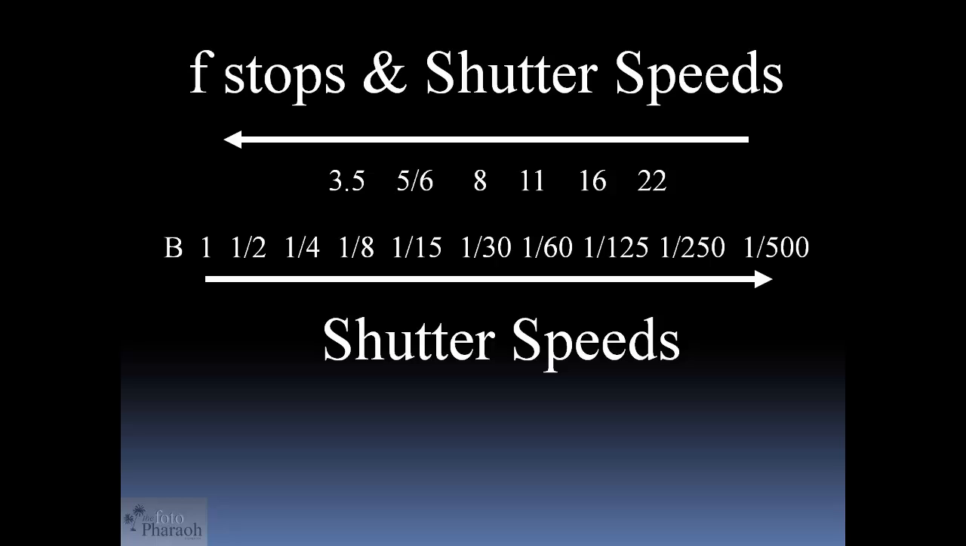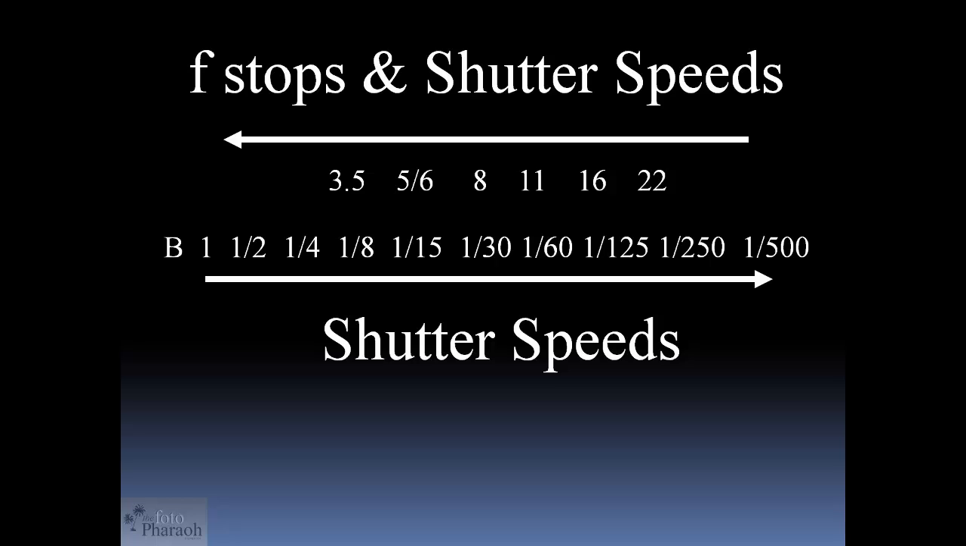Now, different modes in your camera, like program, aperture priority, shutter priority, and manual, all regulate how these different numbers go together. We're going to talk about those in just a minute. But the top line of numbers you see here are your f-stops, and depending on your camera, you may have more or less of these f-stops when you look at your camera.